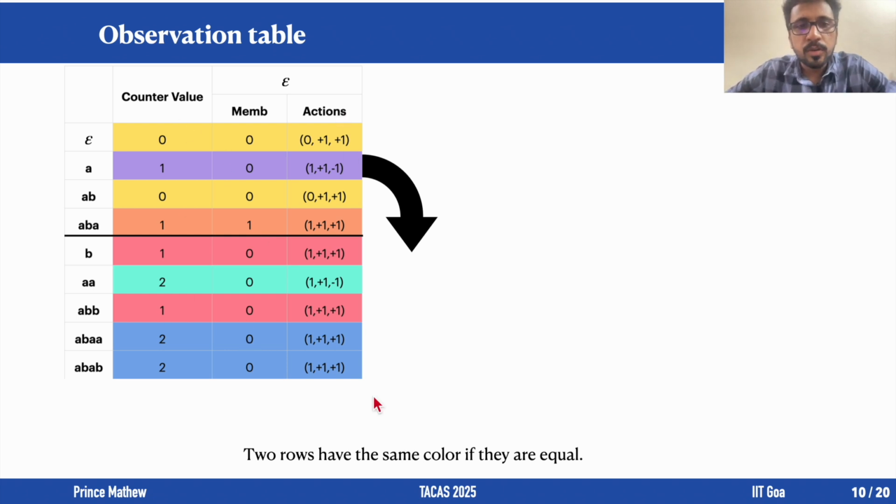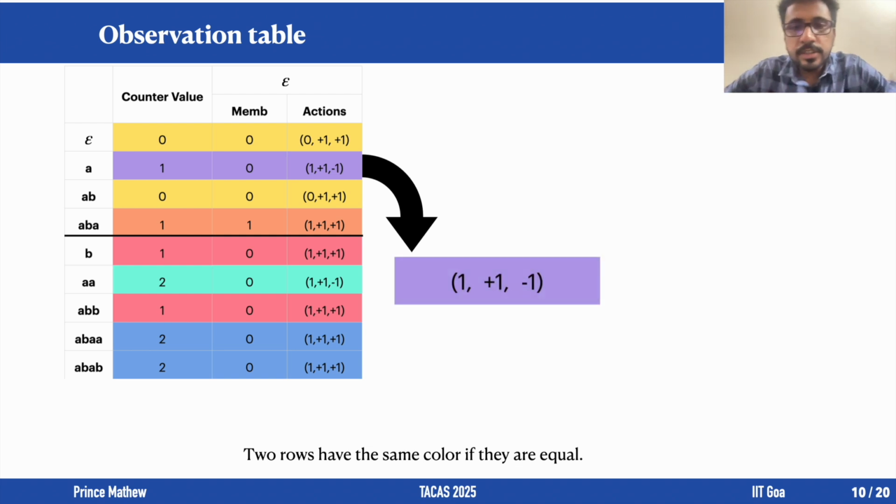Now what about this column actions? This is a triple where the first entry denotes the current sign of the counter value. For this particular entry, it denotes the sign of the counter value that you have after reading this word A. After reading A, your counter value is 1, so the sign would be 1. The sign is 1 if your counter value is positive, and the sign will be 0 if your counter value is 0.